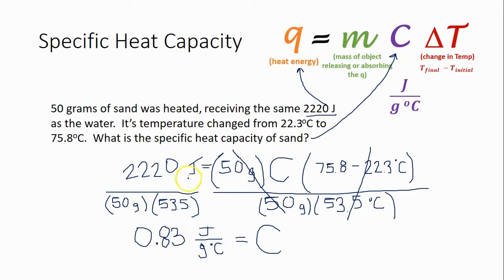Now notice the units, we've got joules divided by grams, and I forgot to write it, but that would be degrees Celsius, which is supposed to be the units on specific heat capacity. So hopefully this helps you before you attempt to do some of these calculations on your own.